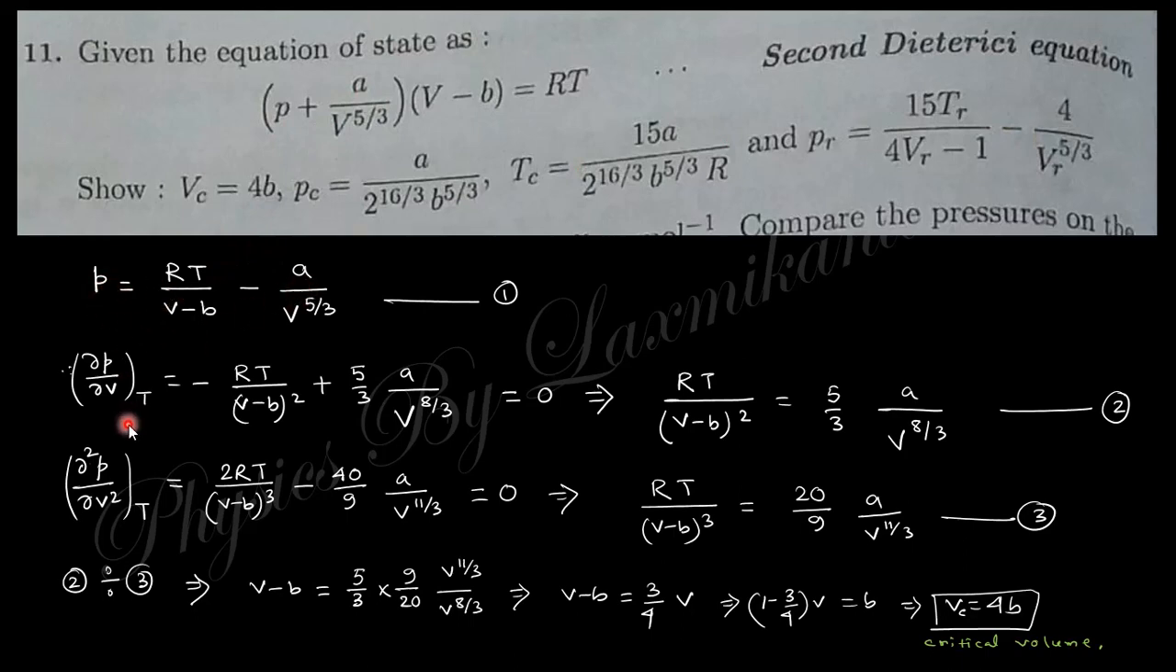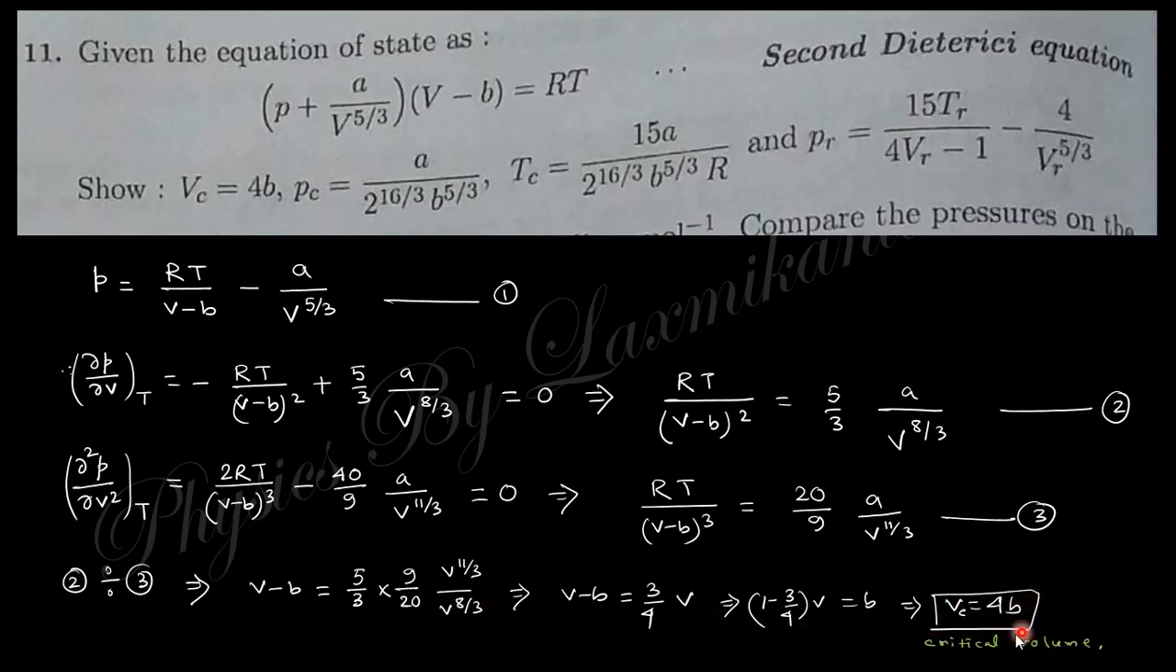Taking the first derivative with respect to volume at constant temperature, you will get this one. The second derivative with respect to volume at constant temperature will be this equation. At the extreme point or critical point, the first derivative and second derivative both are zero. At the critical point, first derivative and second derivative both are zero. So equating these to zero, you will get this equation, and from this you will get this equation. Just dividing 2 by 3, you will get the value of Vc. This is the critical volume.